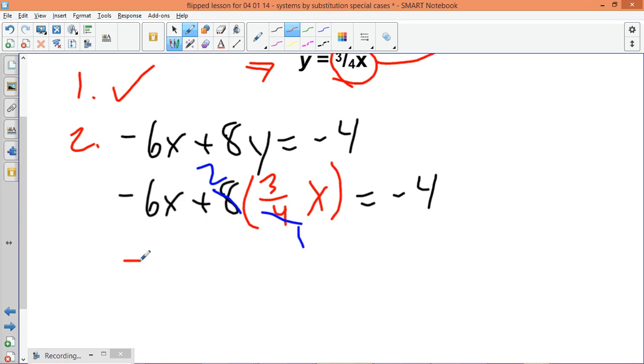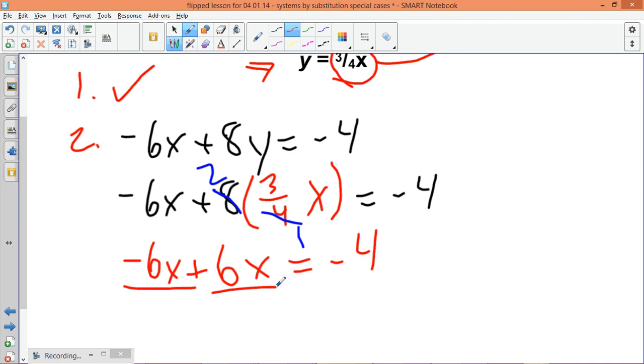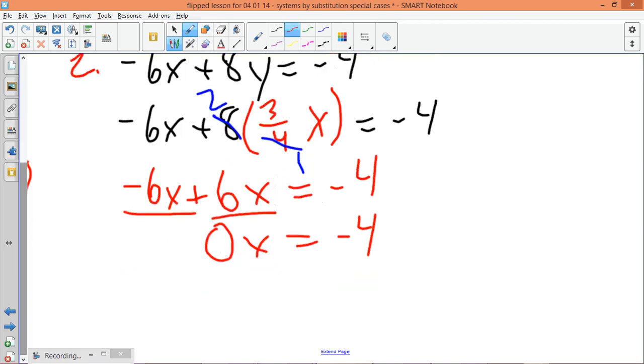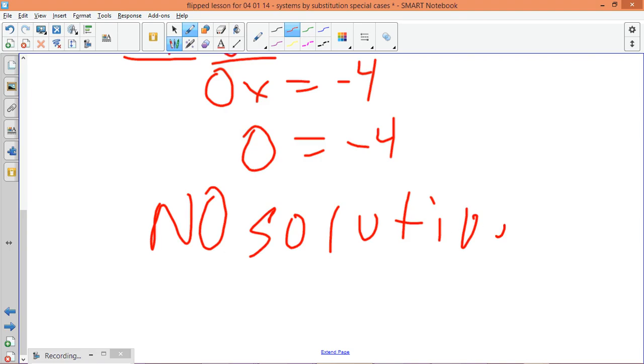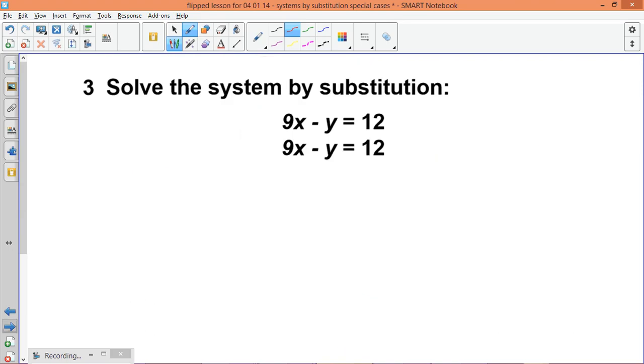I get negative 6x plus 2 times 3, which is 6x, equals negative 4. Well, negative 6x plus 6x, negative 6 plus 6 is 0x equals negative 4. But wait, 0 times anything, 0 times x, is 0, so I know that 0 equals negative 4. Oops, that's not right. 0 can't equal negative 4, which tells us immediately I'm done with my steps because I have no solution. These are numbers that are not equal to each other. Okay? No solution. Moving right along.